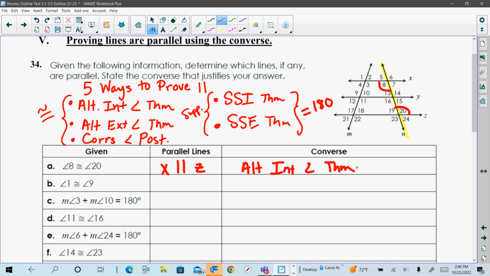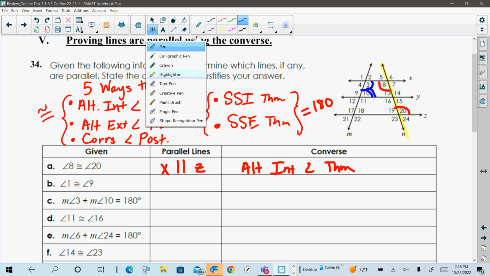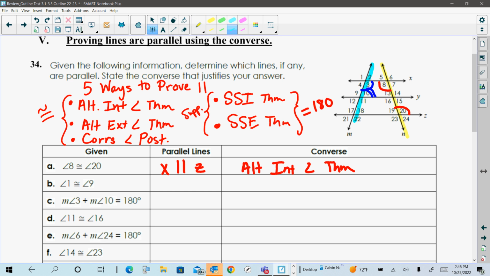Now on C, they want us to look at angle 3 and angle 10 having a sum of 180. So if 3 and 10 come into play, then now M is the transversal, because that's the line they have in common, which would mean that X would have to be parallel to Y using same side interior, because they equal 180, which is what I need for same side interior.